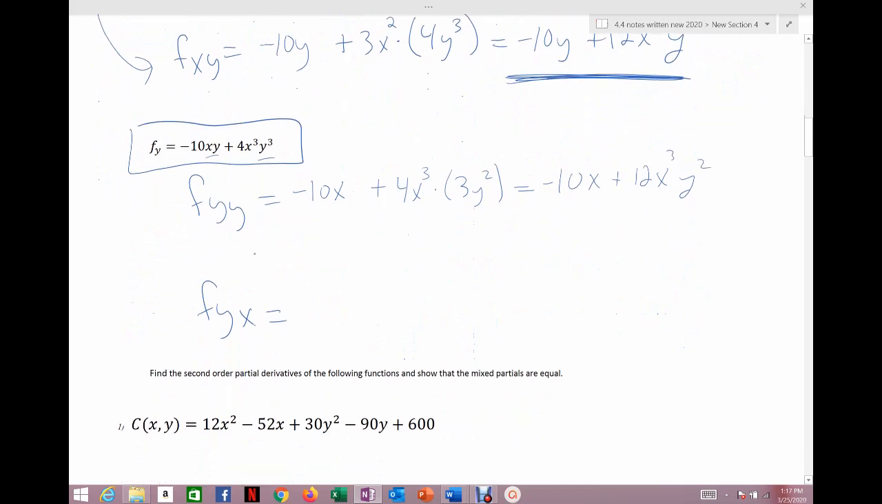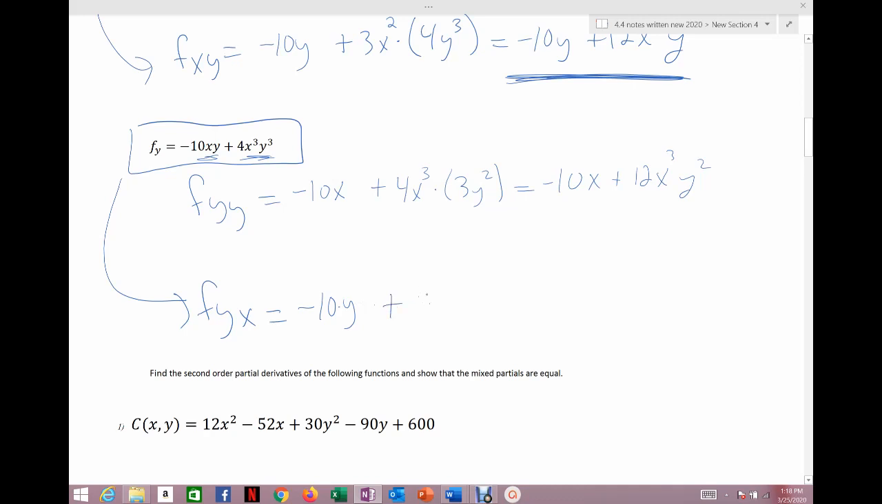I'm taking the derivative of this with respect to x now. So again, I'm taking the derivative of f sub y with respect to x. And so both pieces have x terms. In the first piece, the negative 10 and the y are constant multipliers. They come along. The derivative of x is 1. So again, I don't write the 1 down.